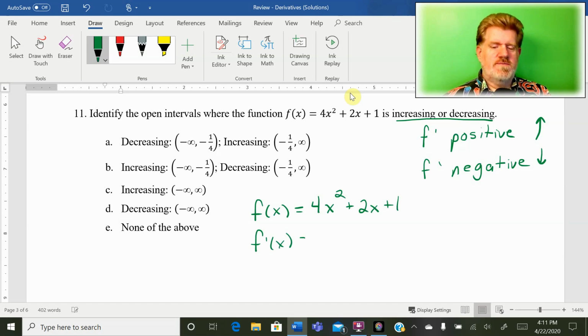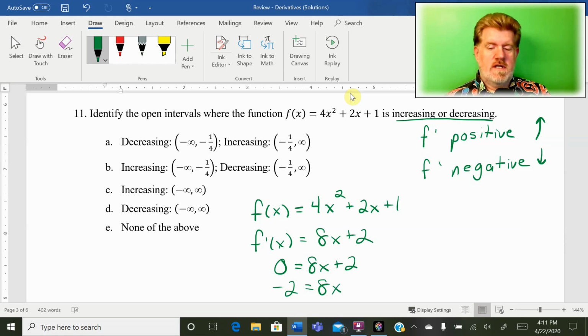So we take the derivative, 8x plus 2. It's never going to not exist, but it will equal 0 at one point. So subtract 2 from both sides, divide by 8, and we're going to get negative 1/4. Now that kind of makes sense, and we got negative 1/4 all over the place here. So the question is, where is it increasing, where is it decreasing?